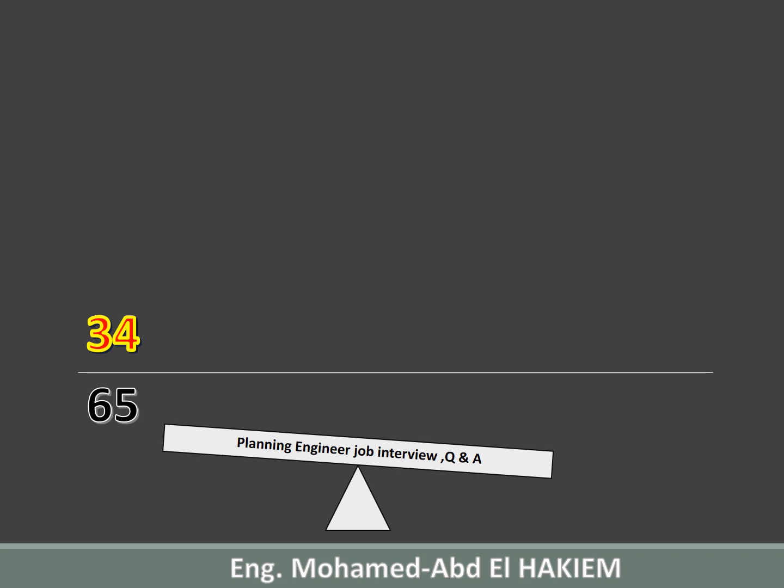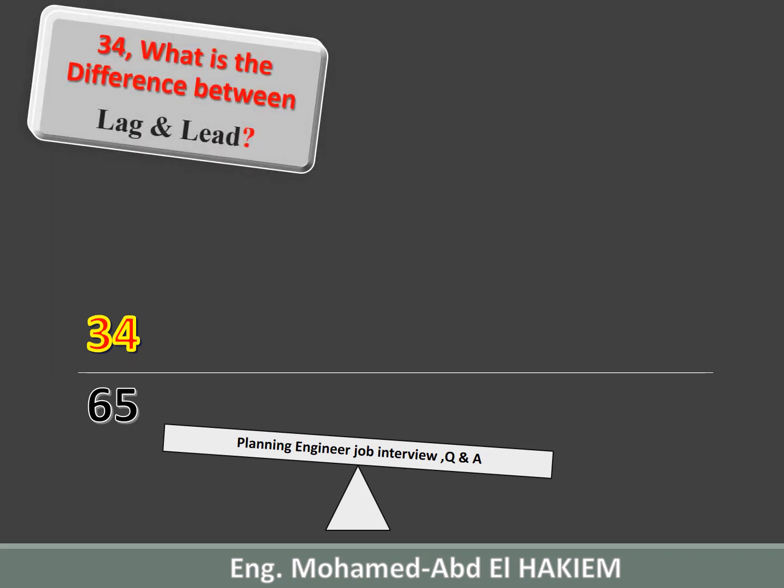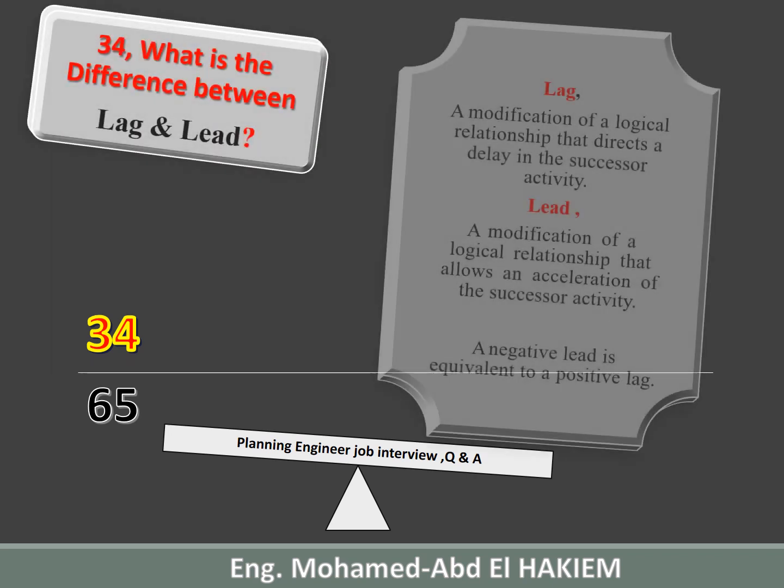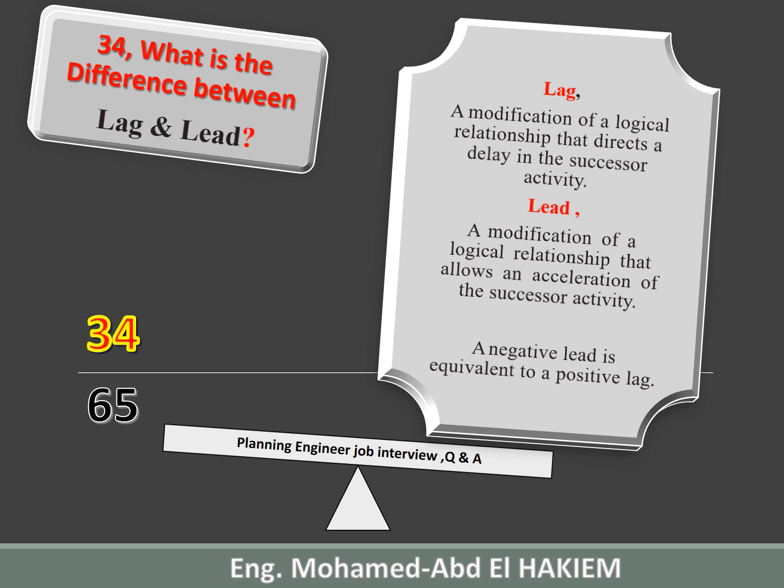34. What is the difference between lag and lead? Lag is a modification of a logical relationship that directs a delay in the successor activity. Lead is a modification of a logical relationship that allows an acceleration of the successor activity. A negative lead is equivalent to a positive lag.